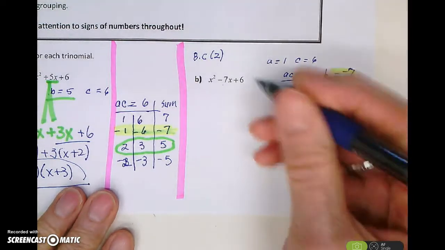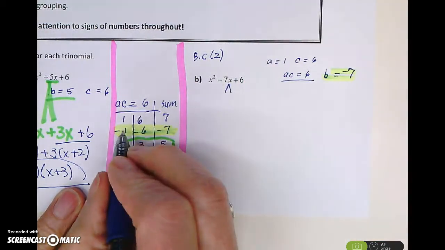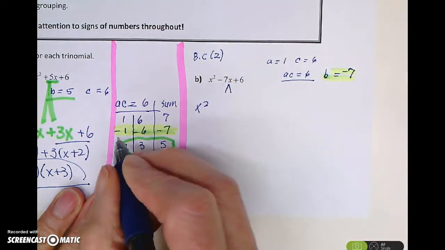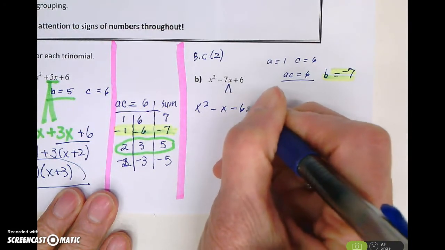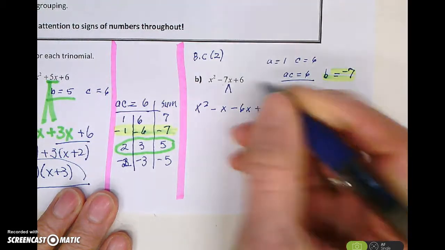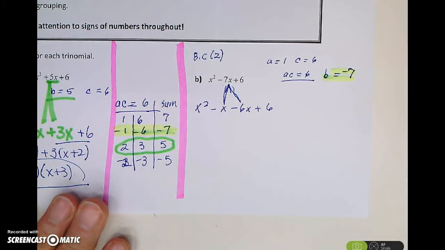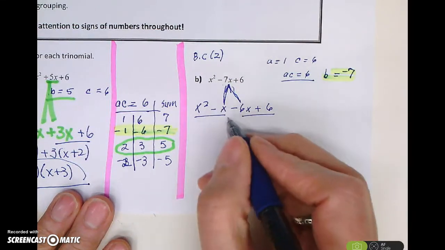All right, so then what we're going to do is take the middle term and split it between these two. So my x squared is going to stay the same. Then I'm going to put minus x minus 6x, and then I will have the plus 6 from this. So this splits into those two right there. Once I do that, then I'm ready to group 2.